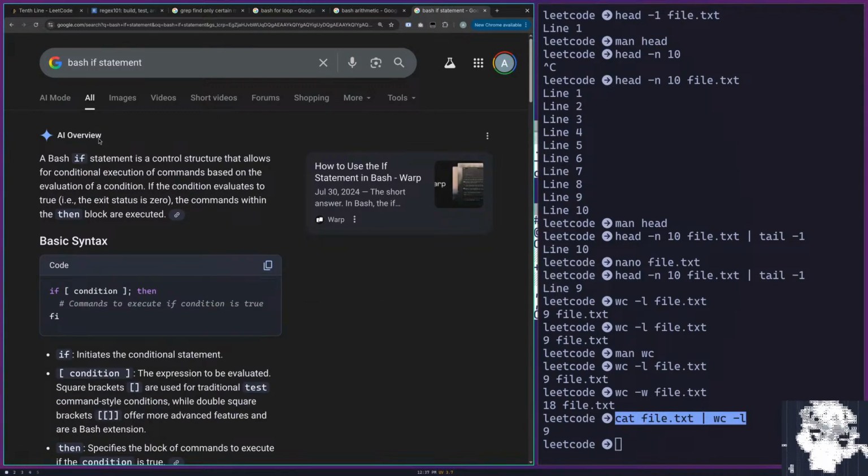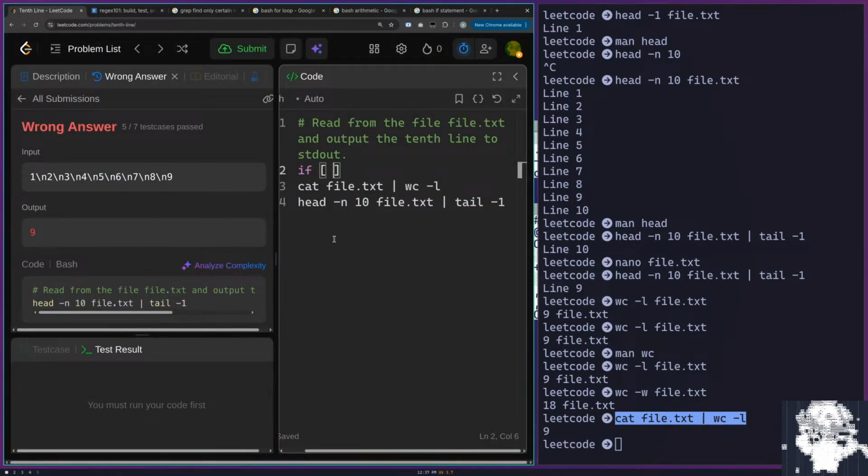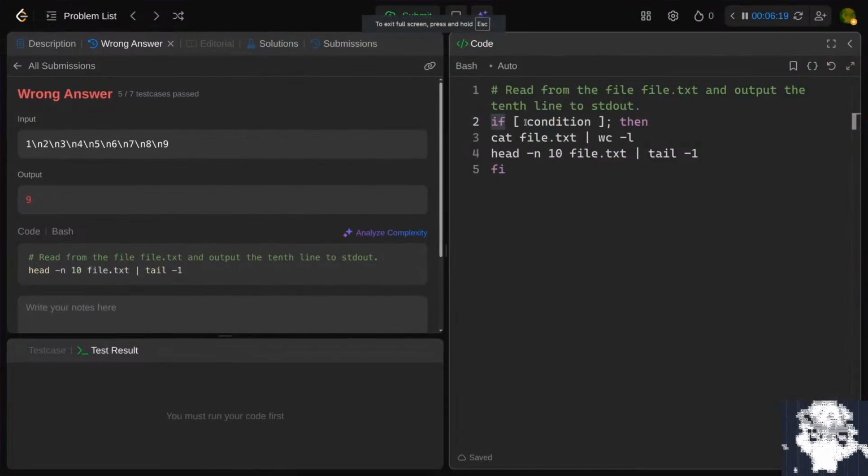Okay. If, and then you put the condition in here, and then you say then. No, semicolon goes here, then, and then you end with fi. So, our condition is this. This thing, $ sign here.